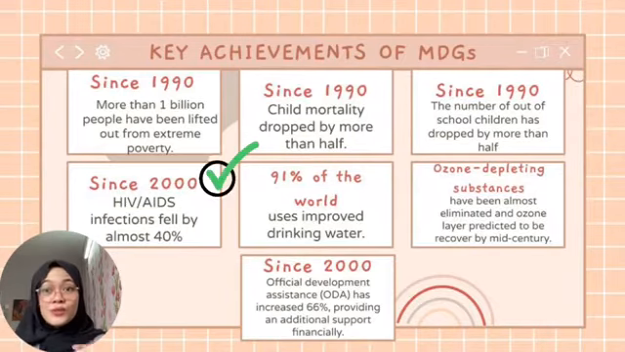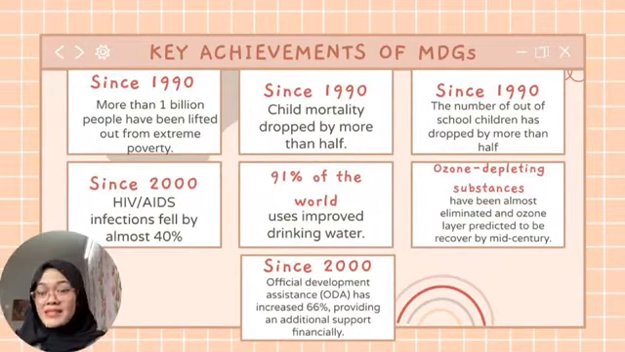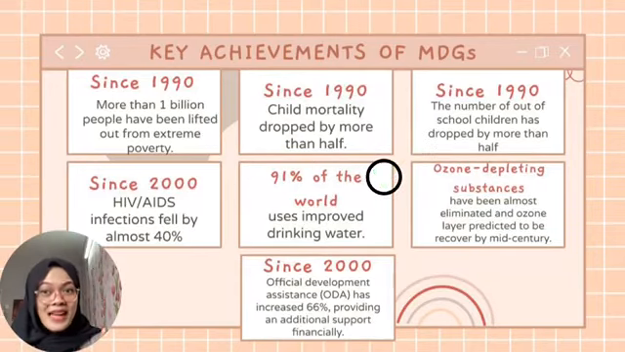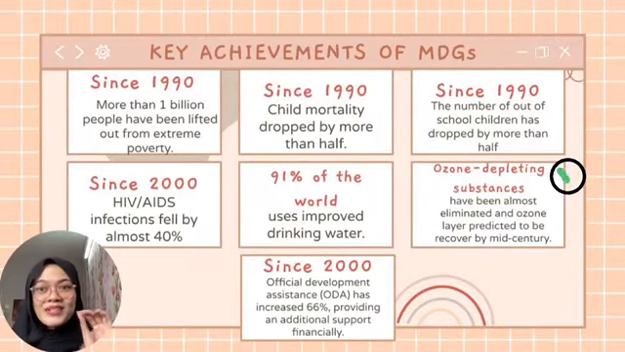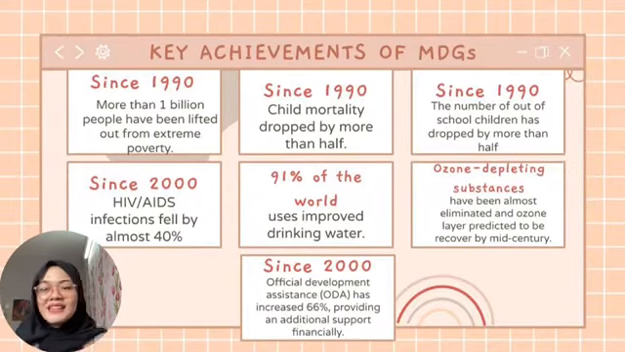Next, since 2000, HIV and AIDS infections fell by almost 40%. Do you know, since the MDGs started, 91% of the world population uses improved drinking water. And what's even better than that is, ozone-depleting substances have been almost eliminated, and the ozone layer was predicted to be recovered by mid-century. Lastly, since 2000, Official Development Assistance, aka ODA, has increased 66%, providing additional financial support.